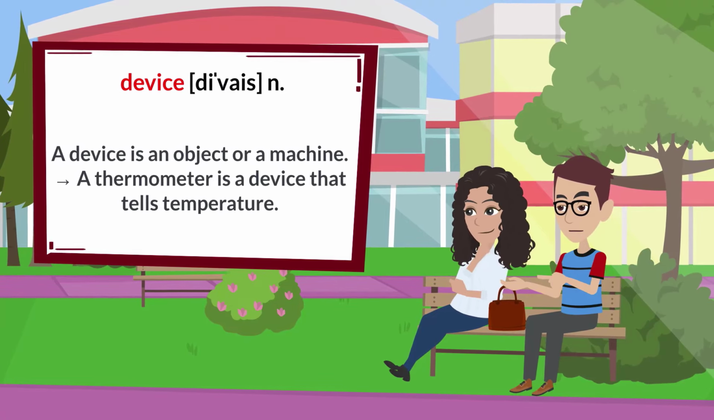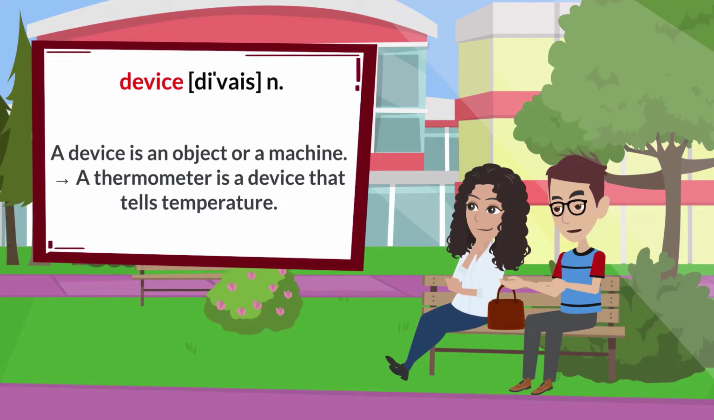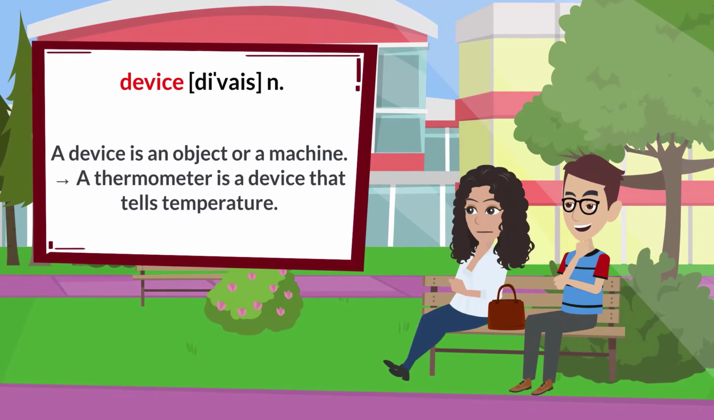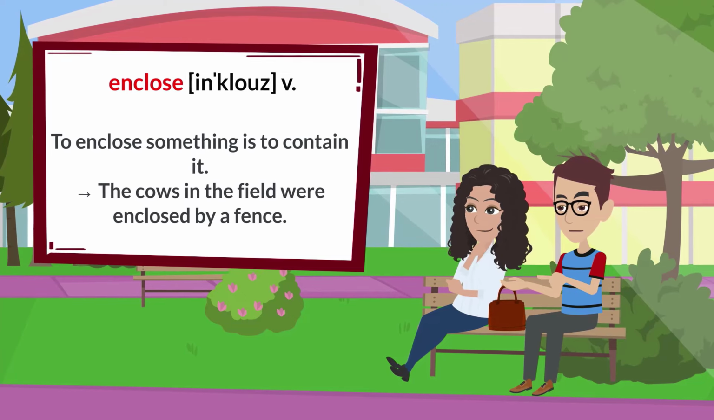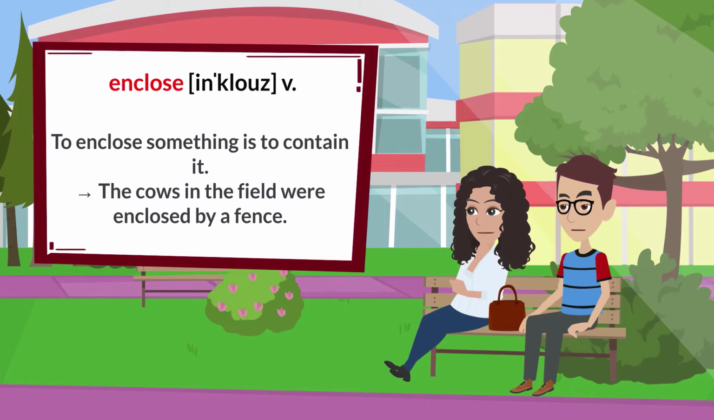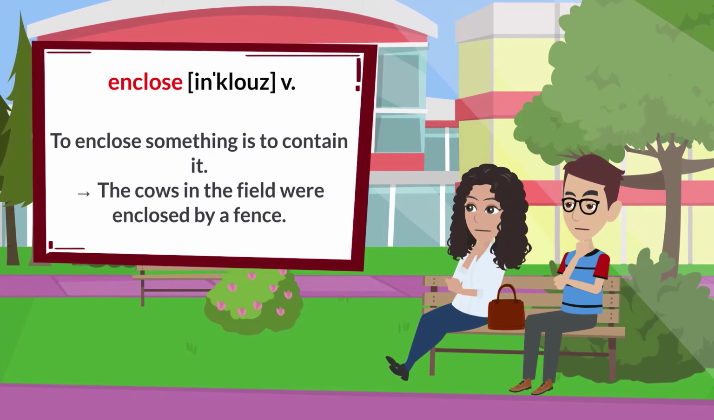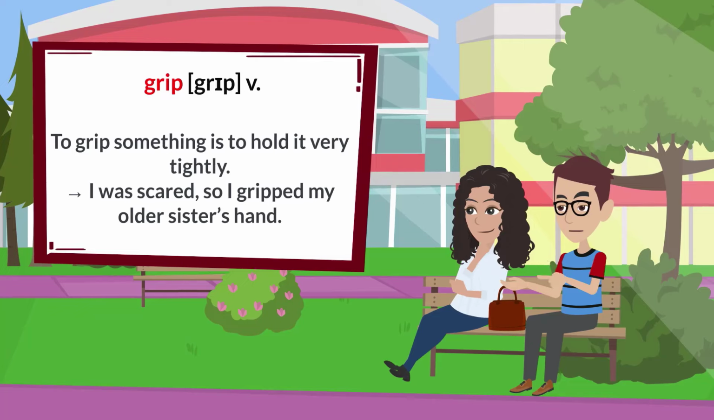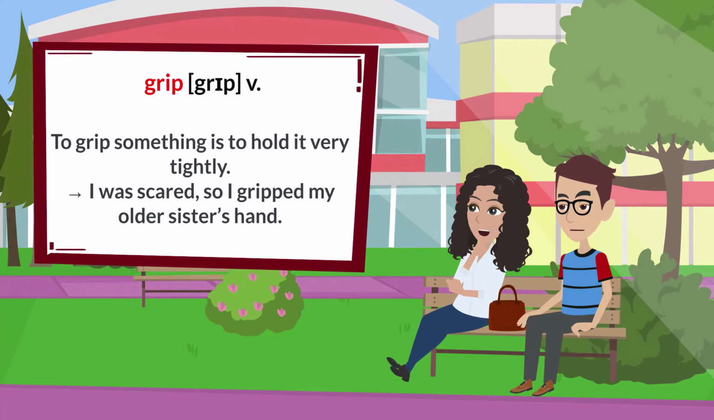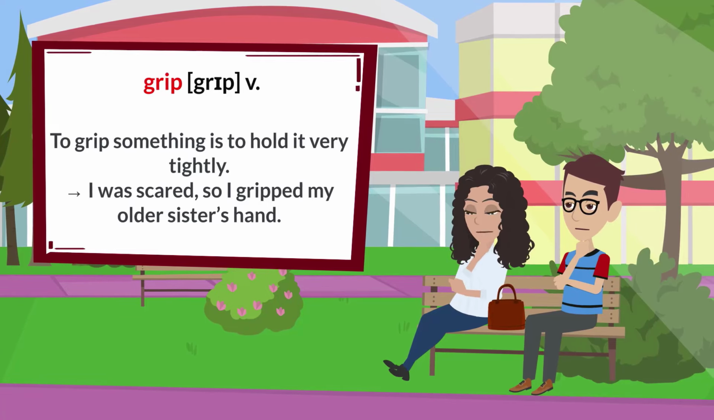Device. A device is an object or a machine. A thermometer is a device that tells temperature. Enclose. To enclose something is to contain it. The cows in the field were enclosed by a fence. Grip. To grip something is to hold it very tightly. I was scared, so I gripped my older sister's hand.